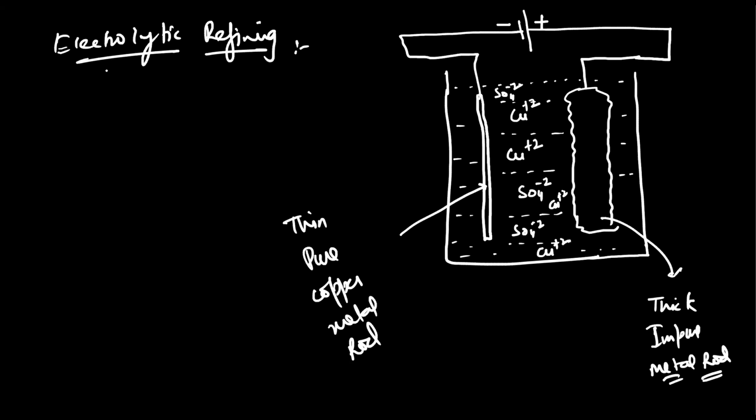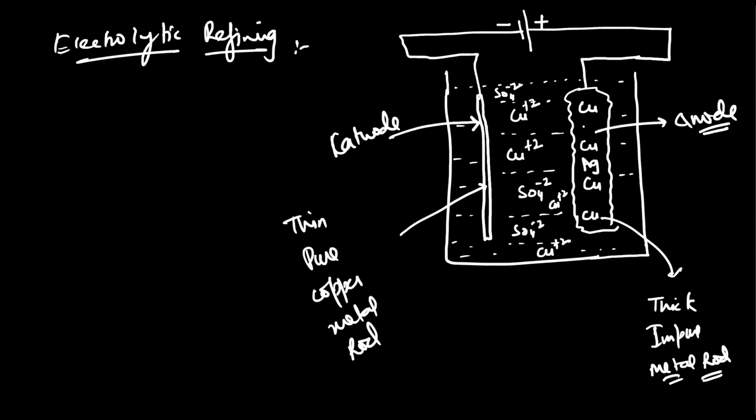Got it? Let me first explain what we are doing during electrolytic refining right now. If we are purifying copper metal, we take a thin pure metal rod and connect it with the negatively charged terminal, the cathode. And the impure rod will be connected with the positively charged terminal, the anode. It is going to have copper atoms, but sometimes it also has gold, silver, platinum. So this is going to have some impurities.